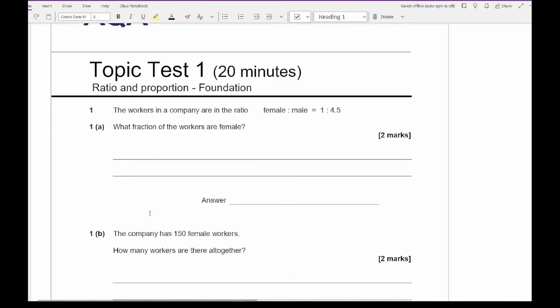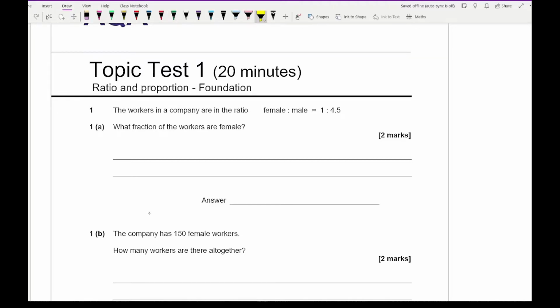So question 1 says that the workers in a company are in the ratio of female to male of 1 to 4.5. And the question is asking what fraction of the workers are female. Now the difference between a ratio and a fraction is that in a ratio you're comparing one part to another part, and in a fraction you're comparing one part to the overall total. So here we're looking for the fraction of females.